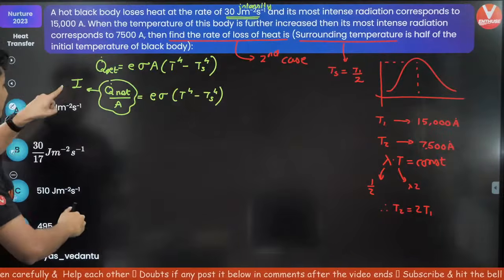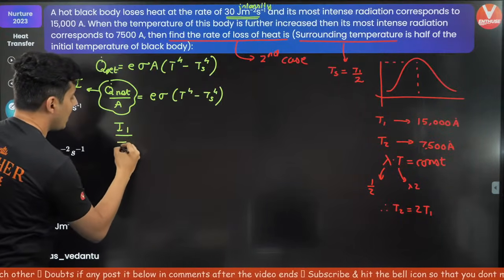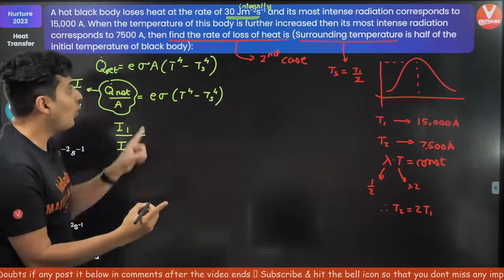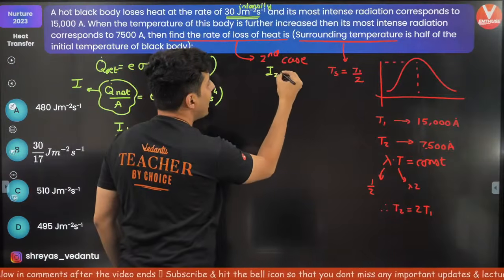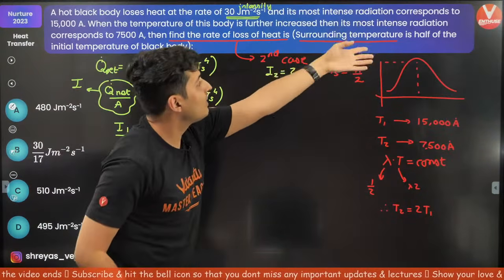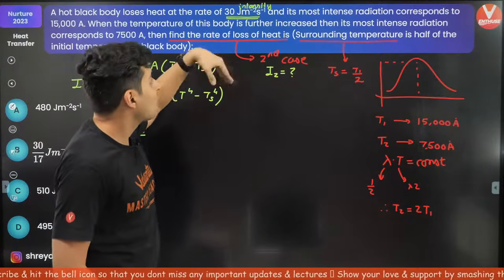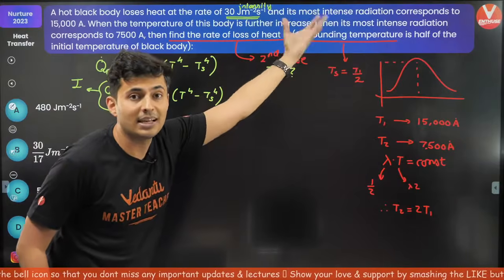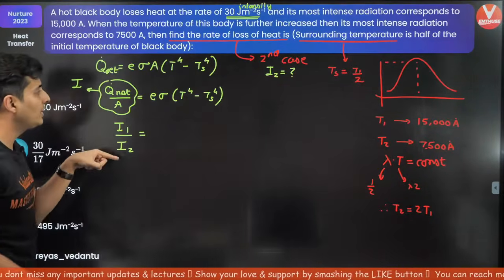So now, if I divide I1 by I2, because I want to find in the second case what is the value of I2. That's what the question is saying. If you change the temperature, then for this particular change, what is the new rate at which the energy is lost? I2 is asked. So that's why I'm dividing I1 by I2.